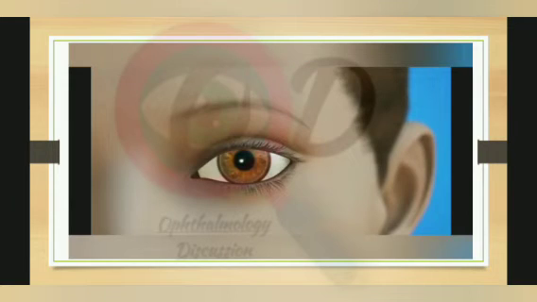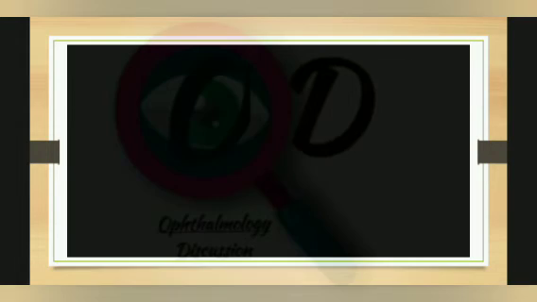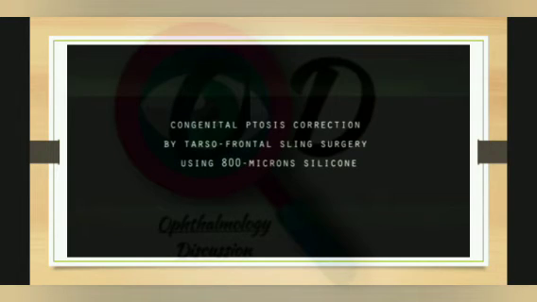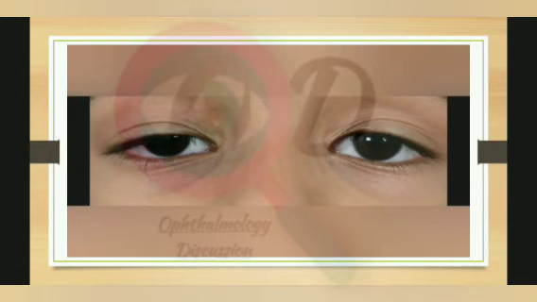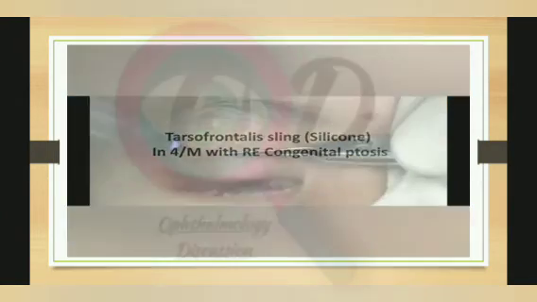So this can be cured by levator resection. Now, congenital ptosis correction by tarsofrontalis sling surgery, the brow suspension. This video illustrates congenital ptosis correction by tarsofrontal sling surgery using 800 micron silicone, performed in a 4-year-old male under general anesthesia.